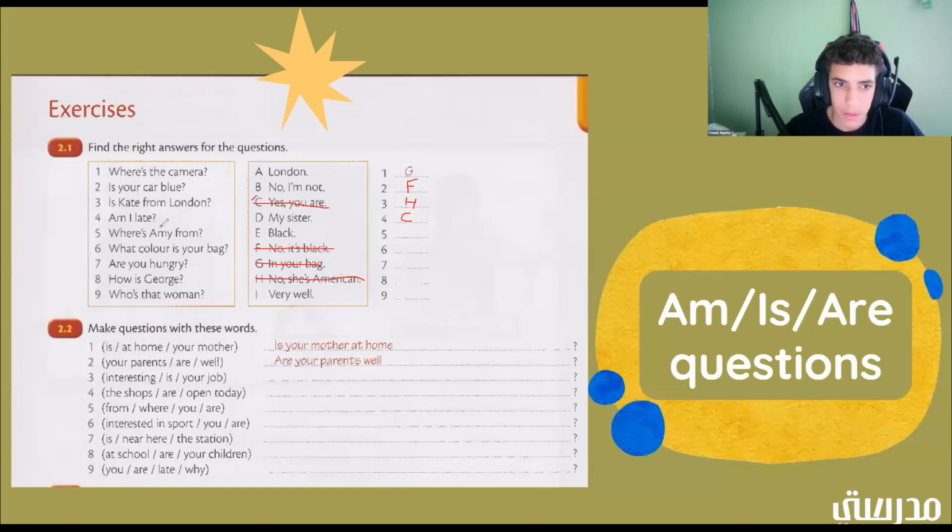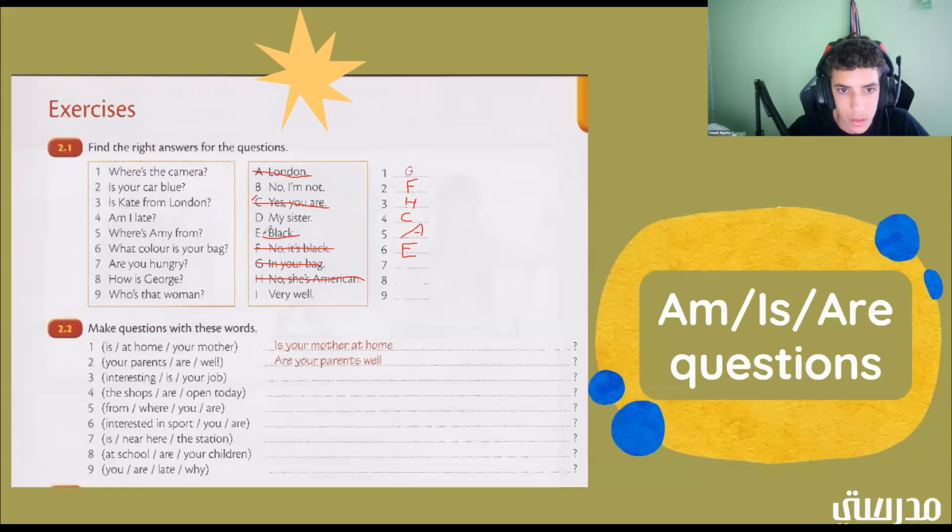Where's Amy from? Which one would 5 be? Where's Amy from? London. Okay, good job. All right, so let's mark this one out and put an A. All right, 6. What color is your bag? What would that one be? It would be E. Good job. It would be black. Okay, so let's put an E here.